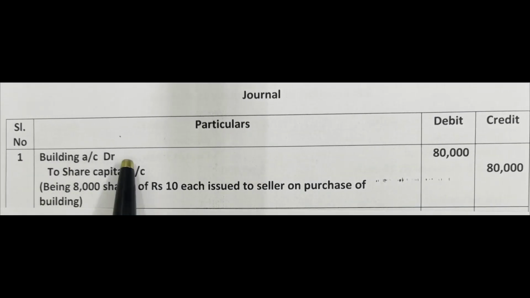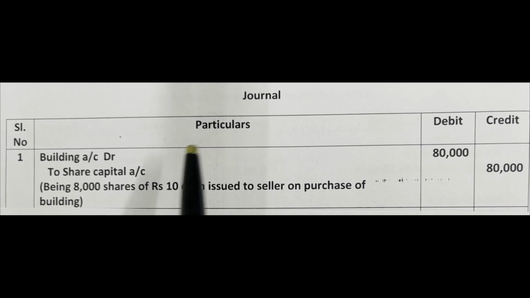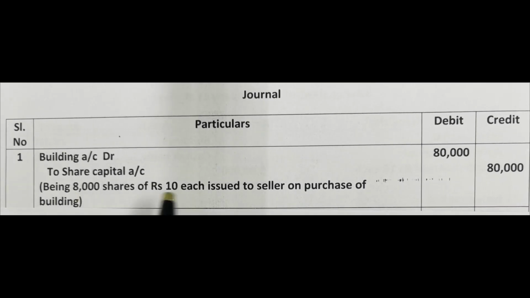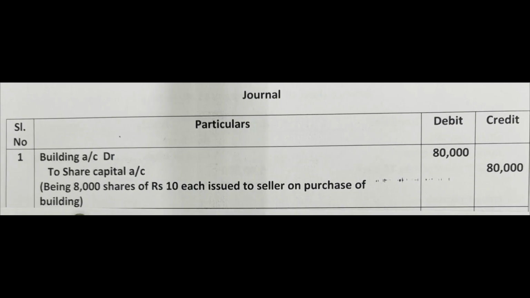Journal: serial number, particulars, debit, credit. First entry: building account debit to share capital account. The company purchased a building worth 80,000. In return, the company is issuing 8,000 shares of 10 rupees each. Mention that as a narration: being 8,000 shares of 10 rupees each issued to the seller on purchase of building.